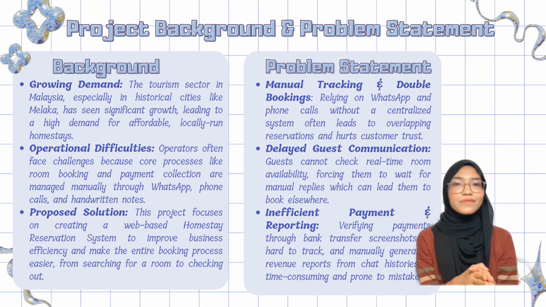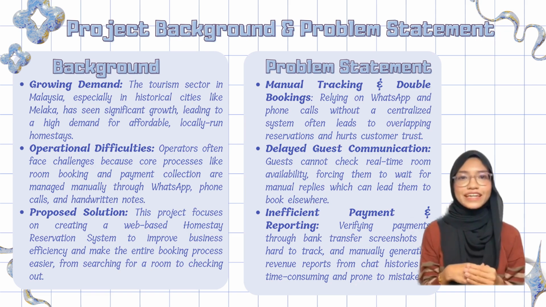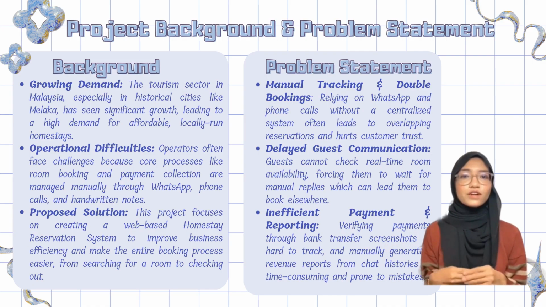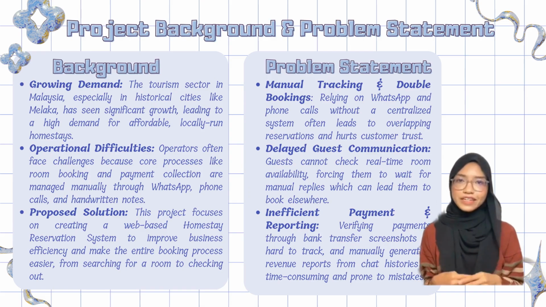Now, let's look at the main problems faced by the current manual system. The first problem is manual tracking and double bookings. Since reservations are managed through WhatsApp and phone calls without a centralized system, booking conflicts often occur. The second problem is delayed guest communication.